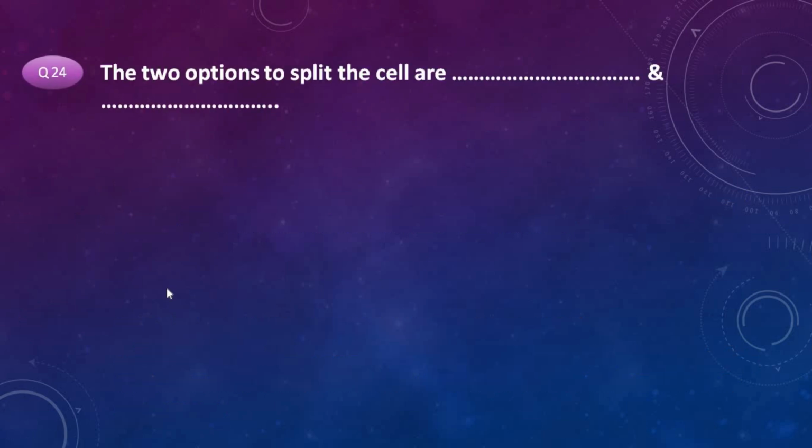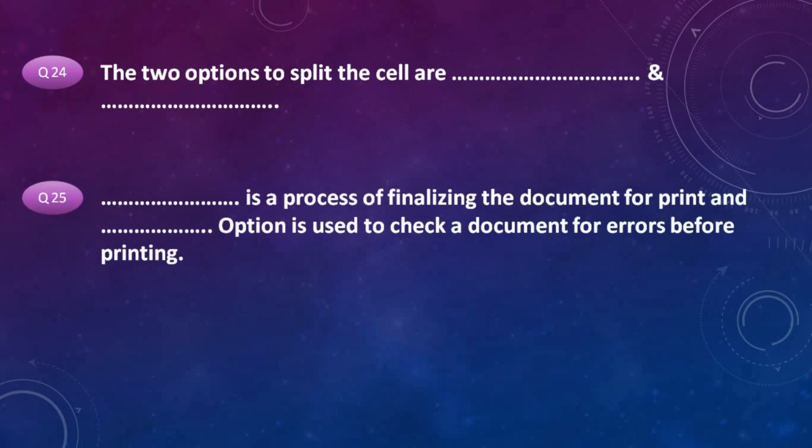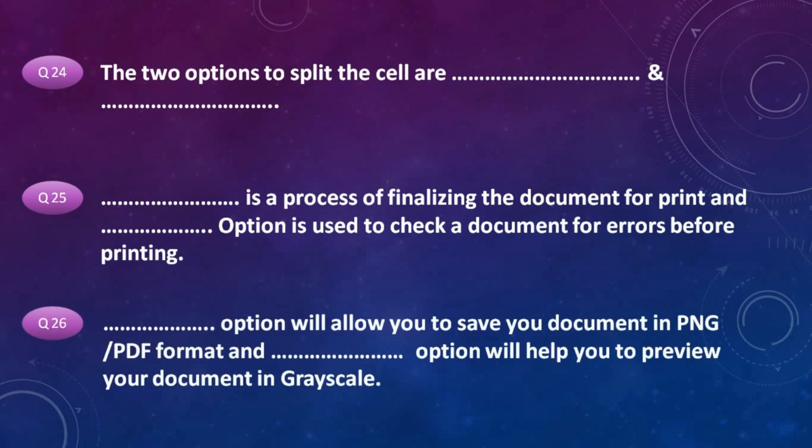The two options to split the cell are dash and dash. Dash is a process of finalizing the document for print, and dash option is used to check a document for errors before printing. The next one, dash option will allow you to save a document in PNG or PDF format, and dash option will help you to preview your document in grayscale.